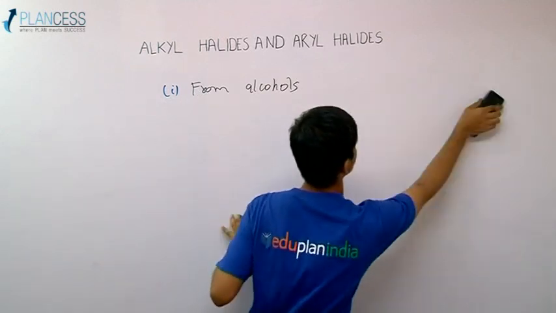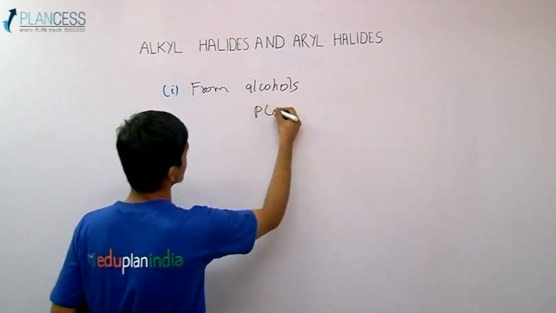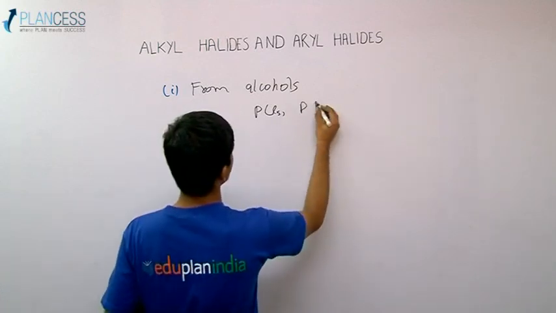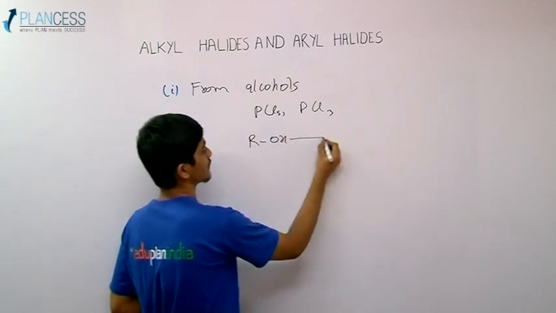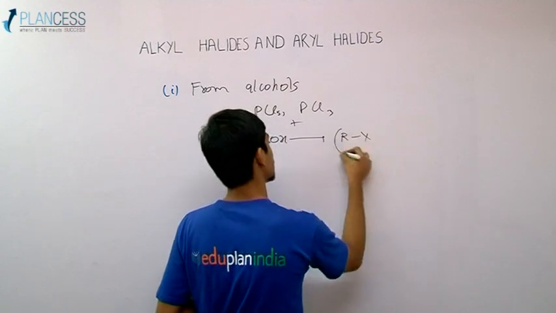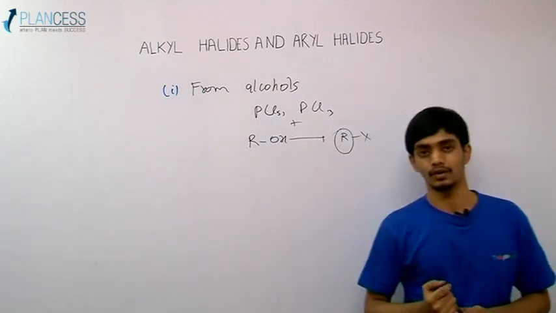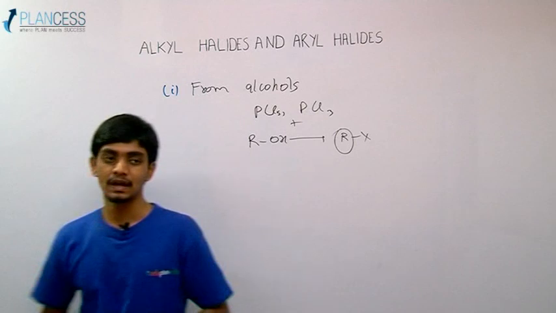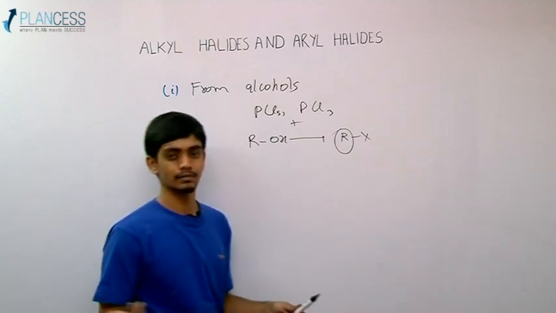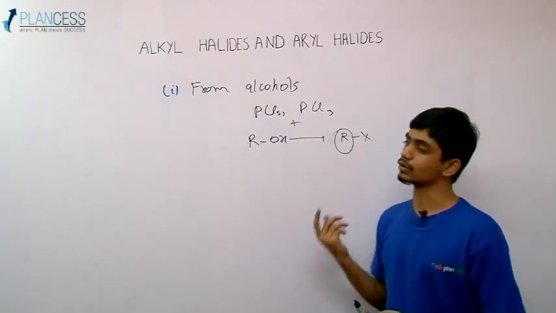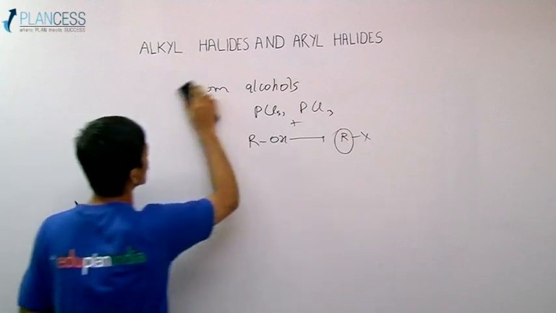Another preparation can be from PCl5 and PCl3. Again, these two, phosphorus pentachloride and phosphorus trichloride, are inorganic compounds, and they react with ROH to give us alkyl halides. Now again, this is not a good method if you want a particular halide from a particular alcohol. It can also undergo rearrangements, and this also gives isomeric halides. But again, if you want a primary halide, then you can go for both, there is no problem at all. So this was the preparation of halides from alcohols.